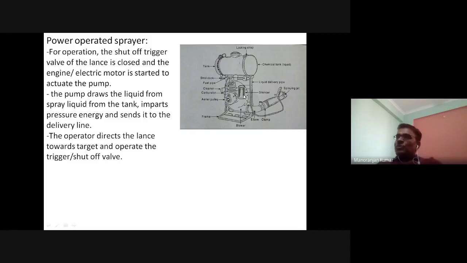So for operation, the shut-off trigger valve of the lance is closed and the engine or electric motor is started to actuate the pump. The pump draws the spray liquid from the tank. In this tank, liquid is kept. So this pump draws the liquid from the tank, imparts the pressure energy and sends it to the delivery line. The operator directs the lance towards the target and operates the trigger or shut-off valve. So this is the power operated sprayer.